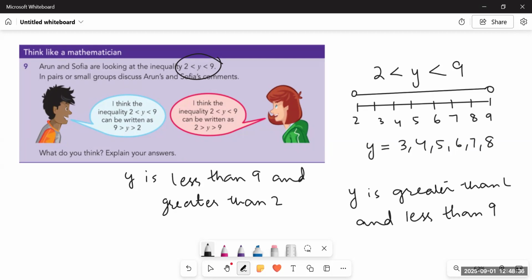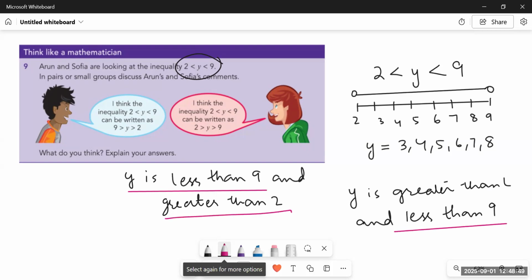What is he doing? He is changing the signs, and according to the signs, he is changing the numbers. Y is less than 9. You can see that in the actual one, it was also less than 9. And y is greater than 2. So again, it is greater than 2. So the two are exactly the same. There's no difference out there.